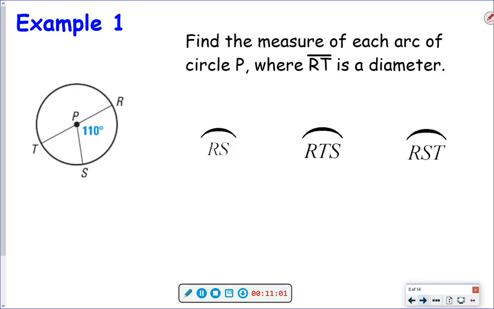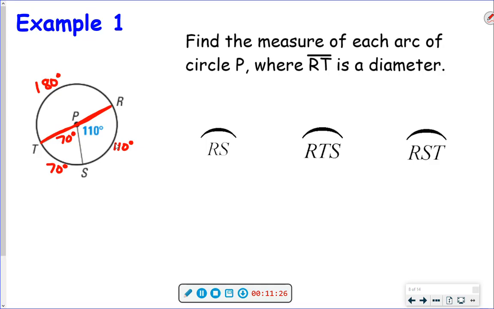So if I know this central angle is 110, I know this arc's 110. Now, they also gave me a diameter, so I have two half circles. So this needs to be 180. So 110, this would be 70, 70, to make the half circle 180, and clearly the other half circle 180. So it all adds to 360.